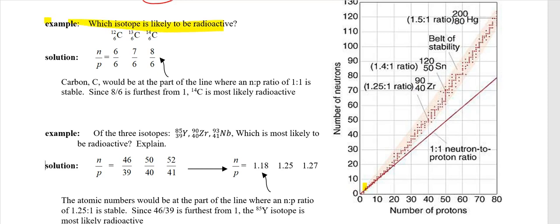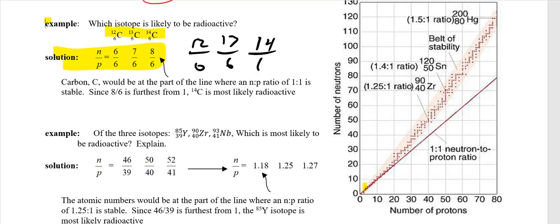First question right here. Which isotope is likely to be radioactive? I gave you all the same isotope. They're all isotopes of carbon here: carbon 12, 13, and 14. You're looking at the N to P ratio. The number one wrong answer that students who aren't really paying attention give me is 12 to 6, 13 to 6, 14 to 6, and I know that you're not focusing on the relative ratios of what is in the nucleus. It's the ratio of neutrons to protons.